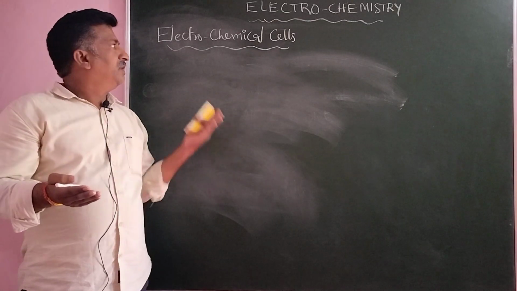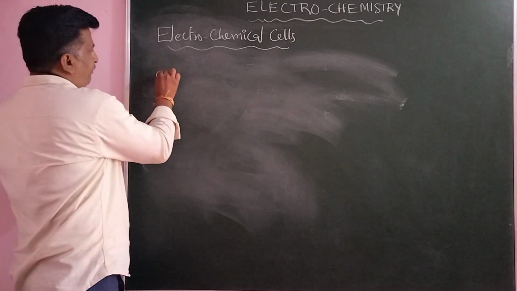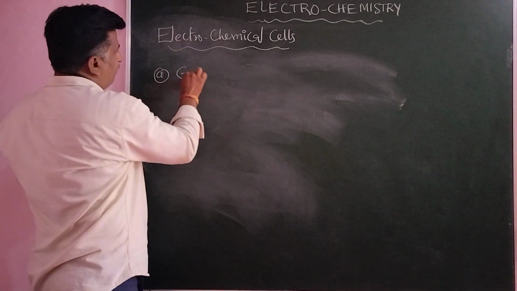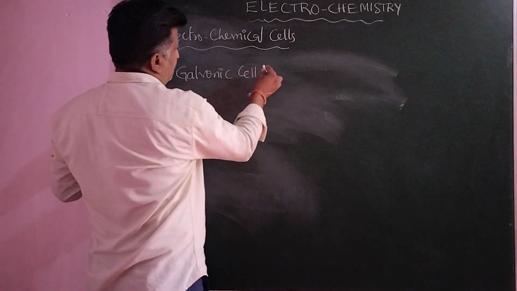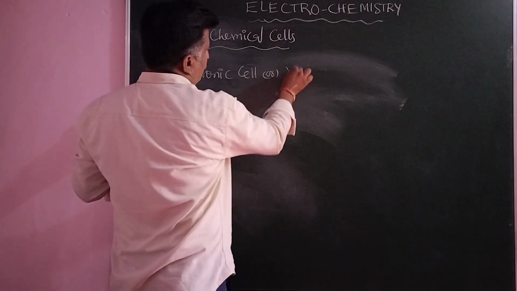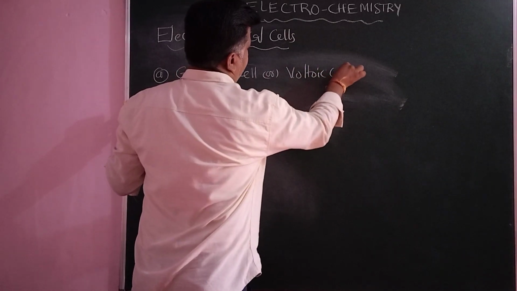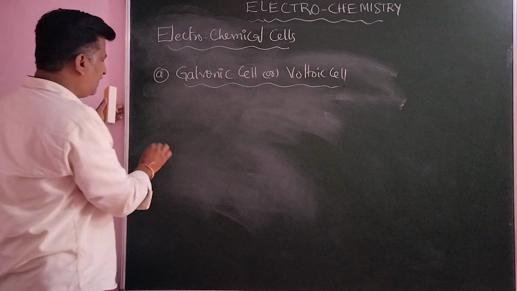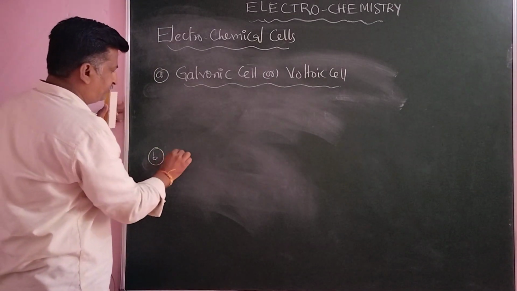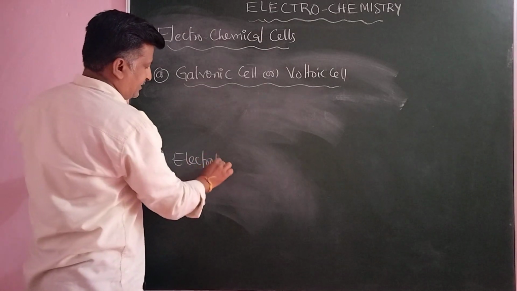Therefore electrochemical cells are of two types. One is galvanic cells, otherwise called voltaic cells. And the other one is electrolytic cells.